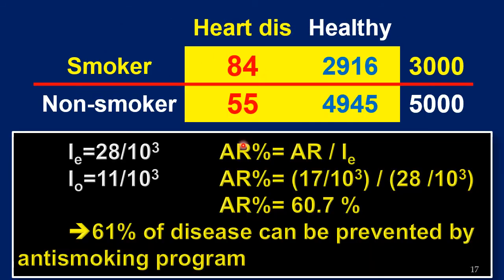Going back to our example, the attributable risk percent equals 17 per thousand, which is the attributable risk we have calculated, divided by incidence rate among exposed, which is 28 per thousand. The result is 61%. What does this mean? This means that 61% of disease can be prevented by application of an anti-smoking program.